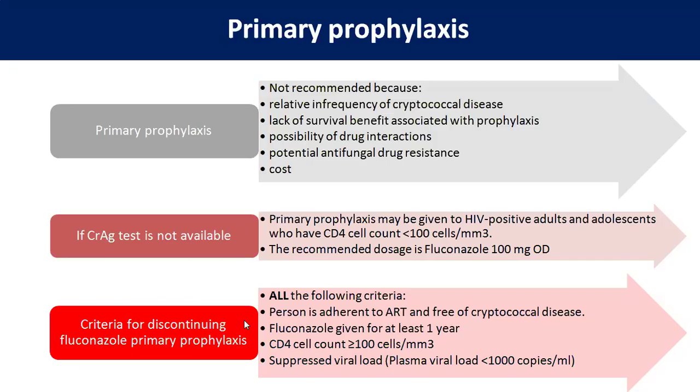Criteria for discontinuing fluconazole as primary prophylaxis, please make a note. It is very important. All the following criteria have to be met. The person is adherent to ART and free of cryptococcal disease. Fluconazole is given for at least 1 year. CD4 count is greater than 100 cells. Viral load should be suppressed to less than 1000 copies per ml.